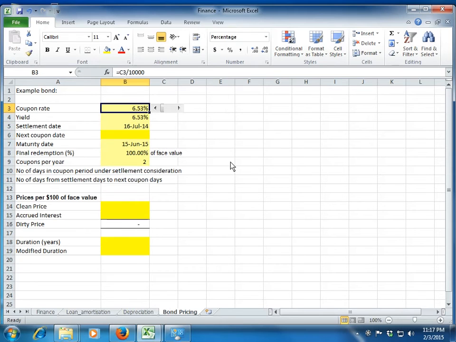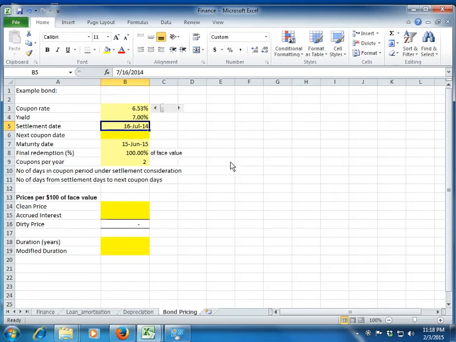Let me explain some data which are already populated here. Coupon rate, you are already aware, is the rate attached to the bond at which the company pays you the coupon value. My yield is nothing but the actual cost of the bond to me. It can be lower than, higher than, or equal to the coupon rate, right? Let me take 7% for example. So my yield is the effective interest rate, or my effective return on this bond till maturity.